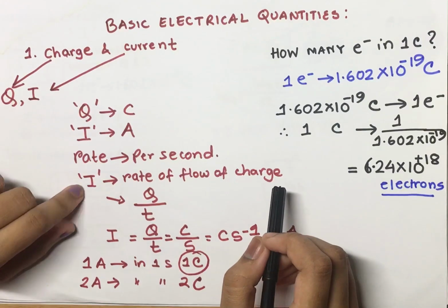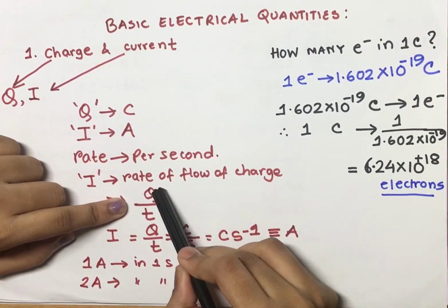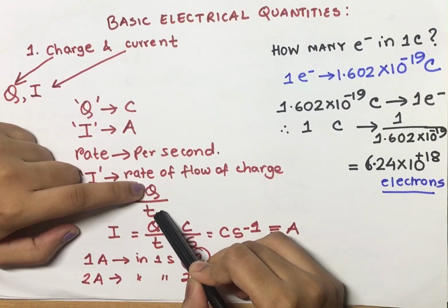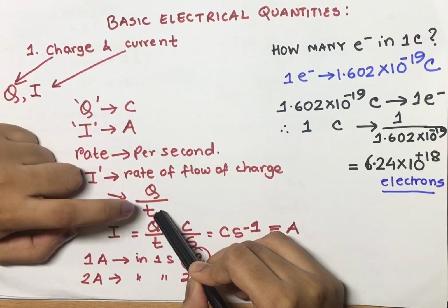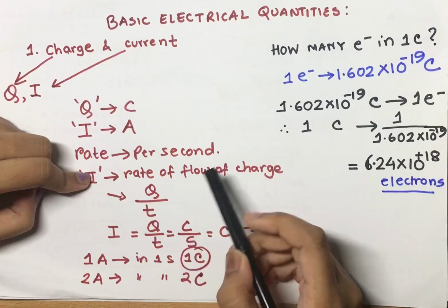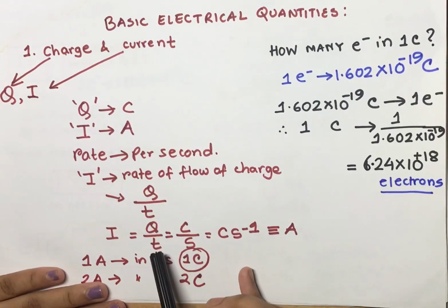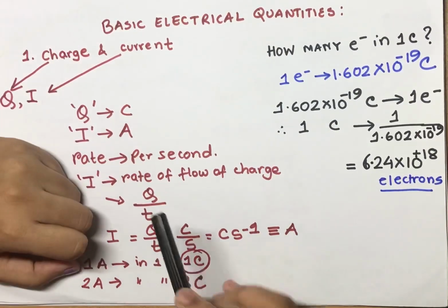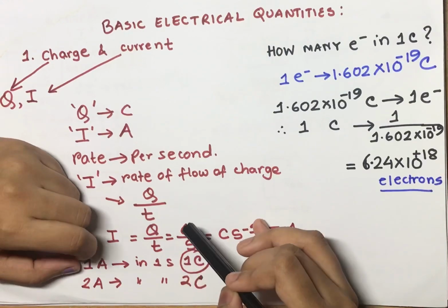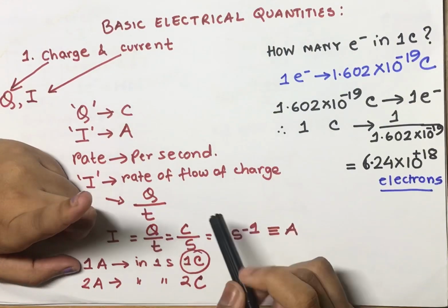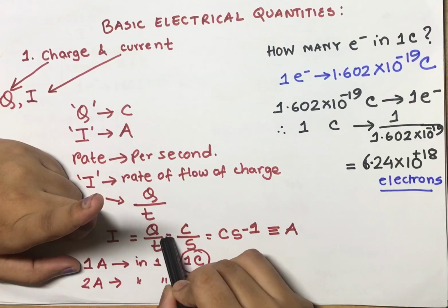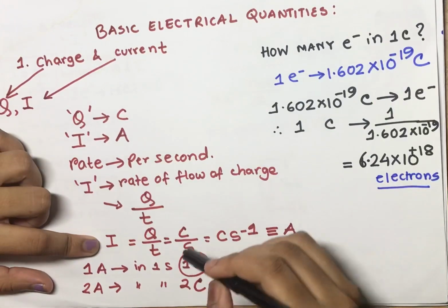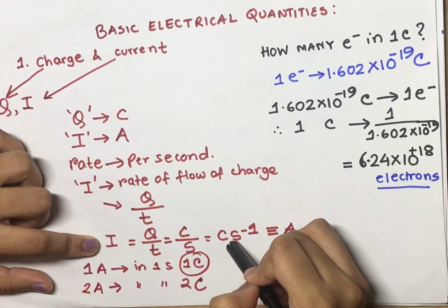So the equation of current is I equals Q over T. That means how much charge Q is flowing per second will give us the value of current I. Now, I equals Q over T. We know from above that the SI unit of charge is Coulomb, and we know from before that the SI unit of time is second. So the unit of current is Coulomb per second.